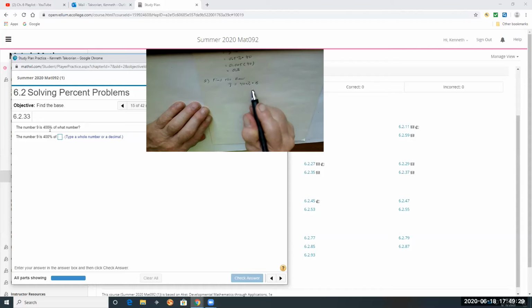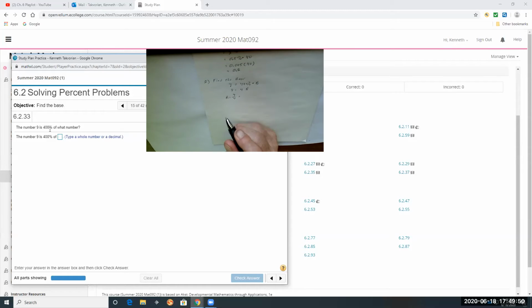Now what we need to do is remove the percent symbol. I can do that by dropping the percent symbol and moving the decimal point 2 places to the left. So 9 is equal to 4b. And the way we solve for b is divide 9 by 4. And that's the answer for b. Okay. If I put that answer into the computer, it may mark me wrong.